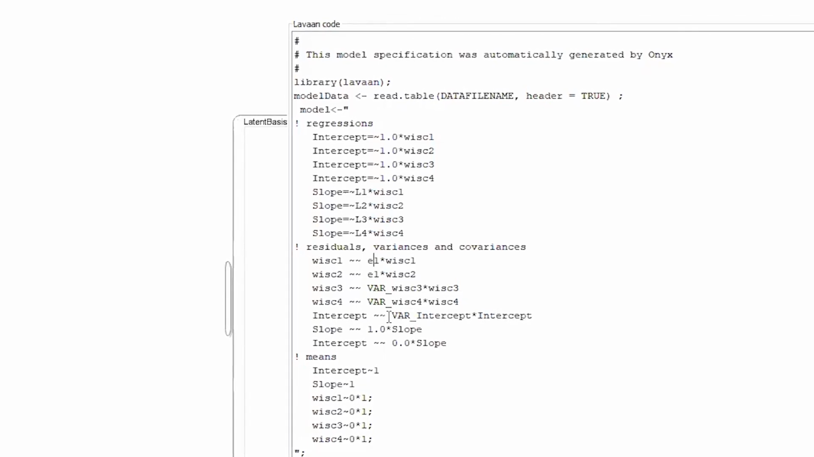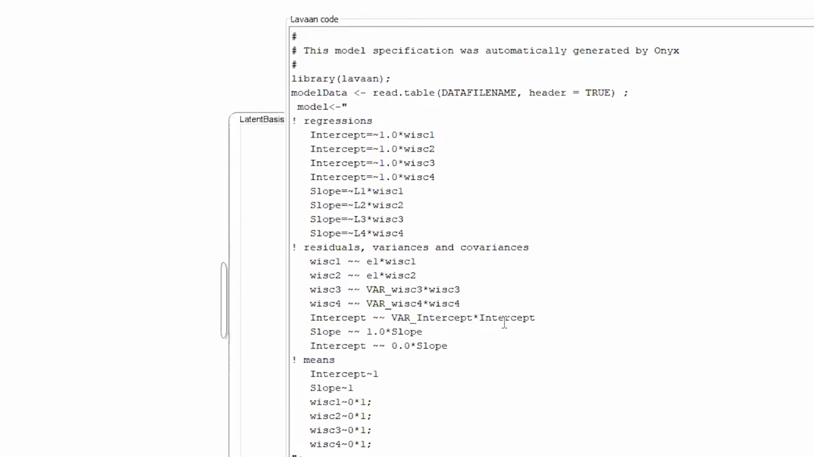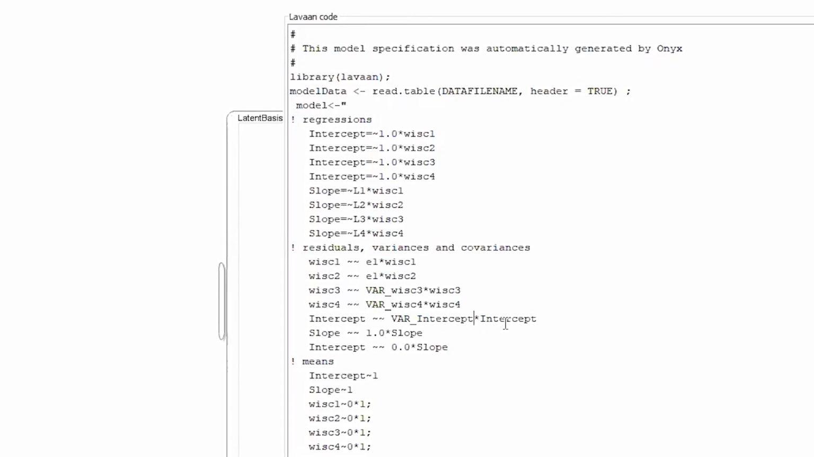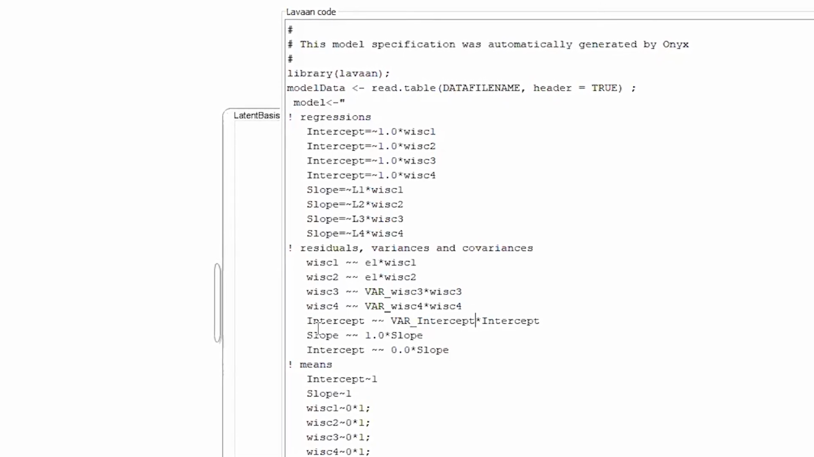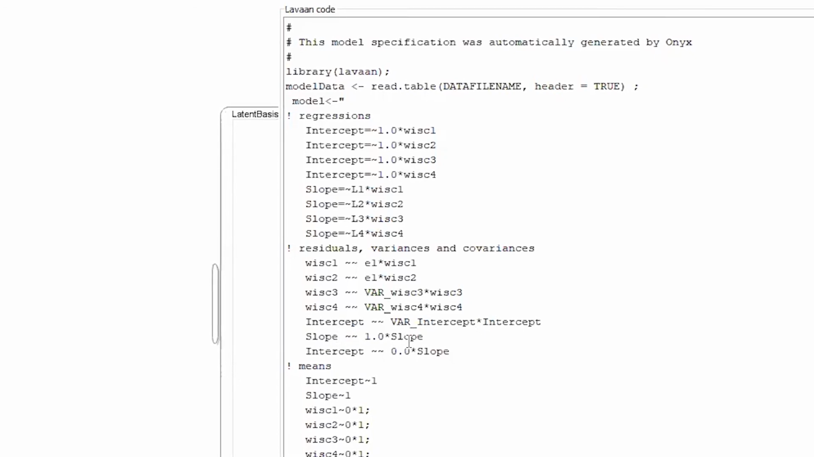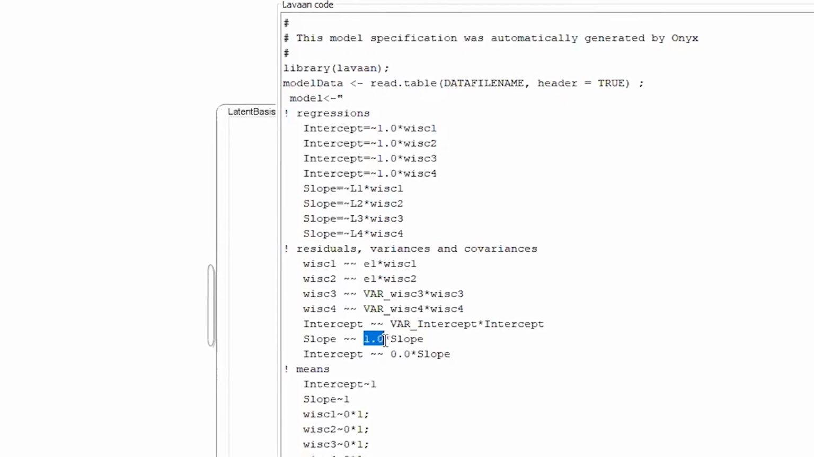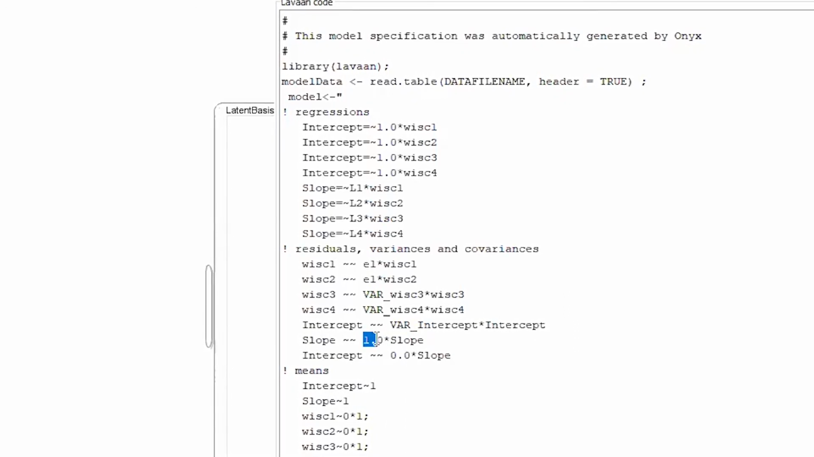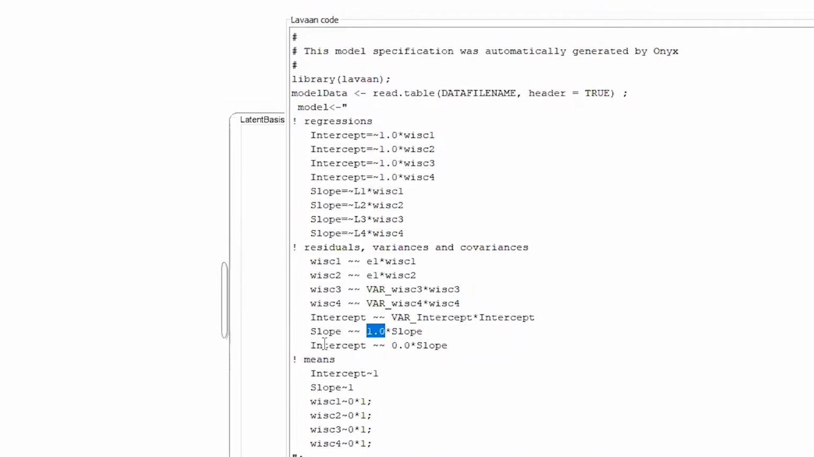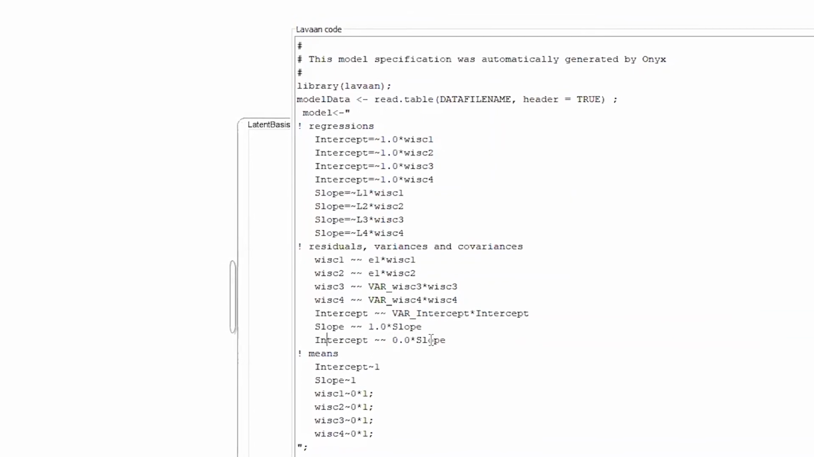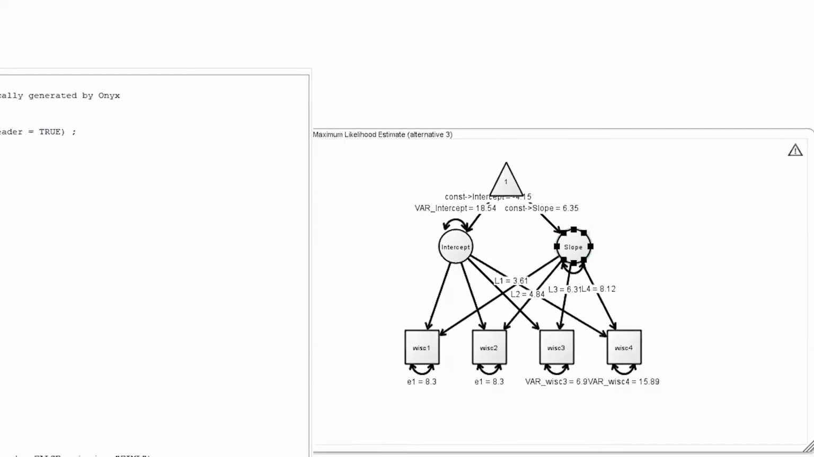So the intercept has a freely estimated variance. Intercept tilde tilde intercept tells me I'm looking at the variance of the intercept variable. And var intercept star tells me that's a free parameter. Slope tilde tilde slope tells me that's the variance of slope. And the 1.0 here tells me that that is a fixed value. And intercept tilde tilde slope 0 tells me that there is a 0 covariance between the intercept and the slope.